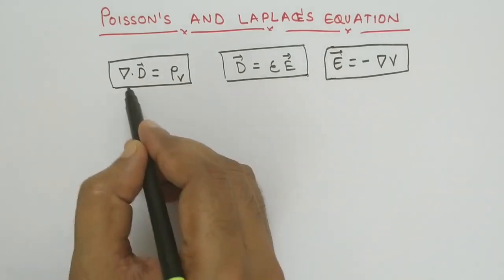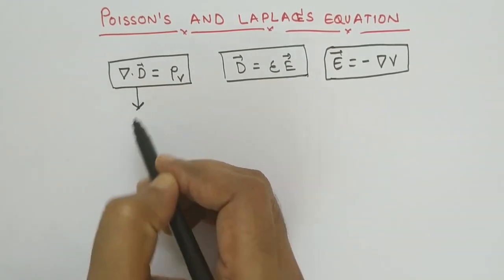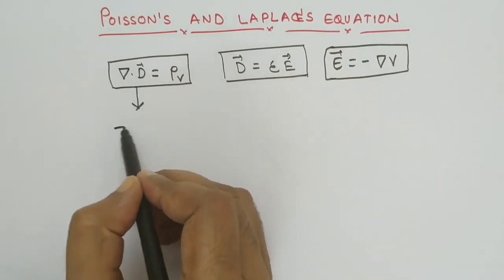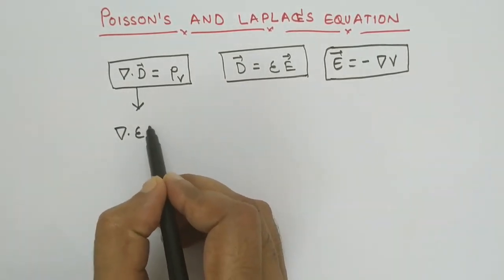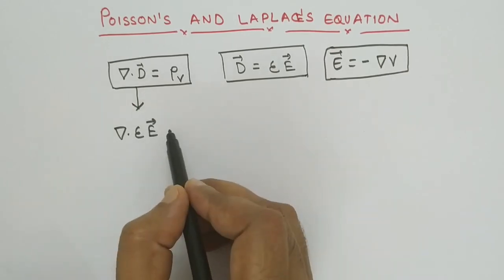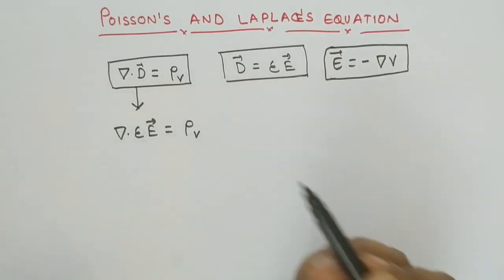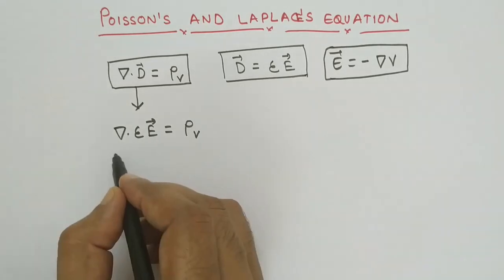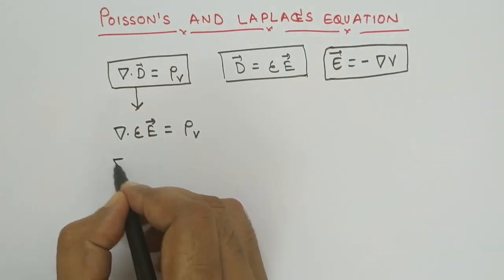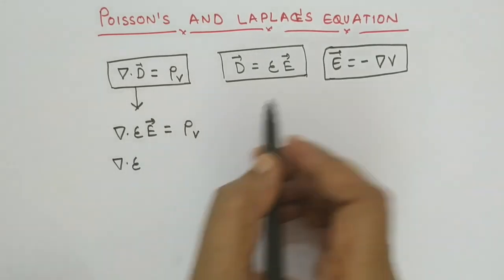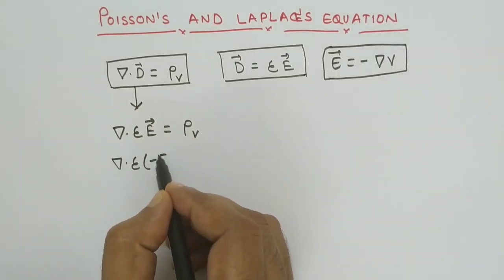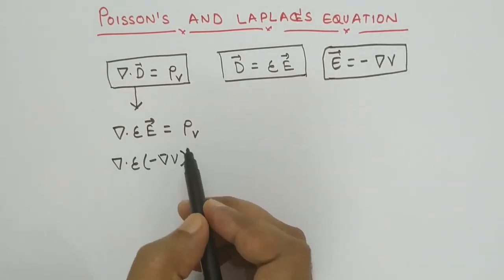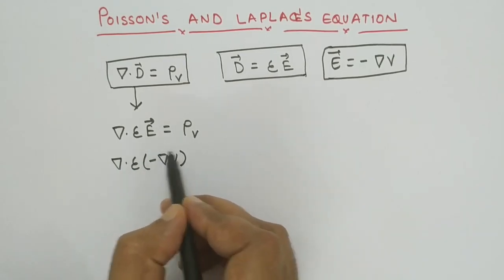So for that, let us take this Maxwell equation and replace this D with epsilon E here. So it will become del dot epsilon E equal to rho V. Then further, this E can be replaced with minus del V. So in place of E, let us write minus del V, and it is still a vector quantity.